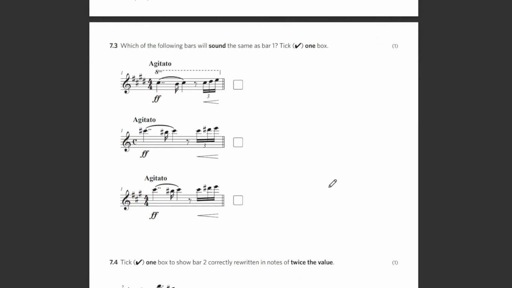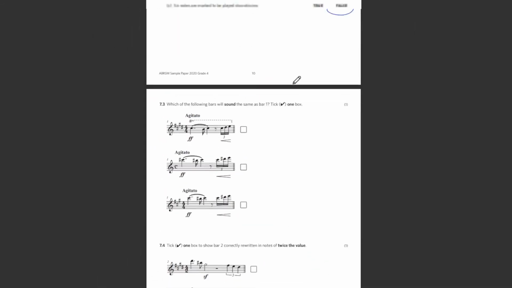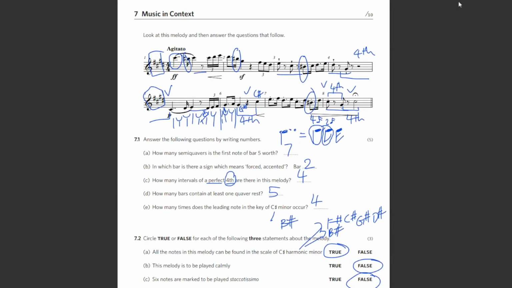Next, you're asked which of the following bars will sound the same as bar 1, tick 1 box. Okay, so now let's take a look at this. Okay, so one of them must be the correct answer, right? So let's look at this. Okay, so let me erase all my working here so that it's easier to see. Oops, what did I do? Okay, so now let me erase everything here.